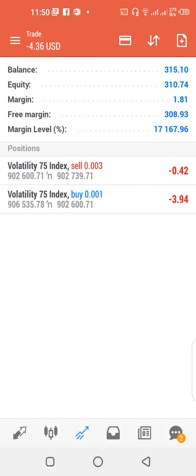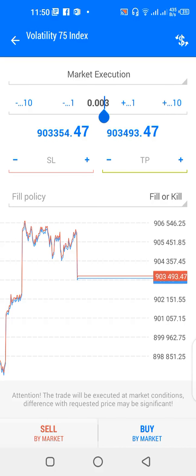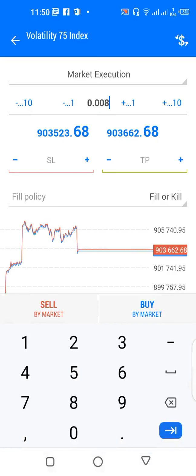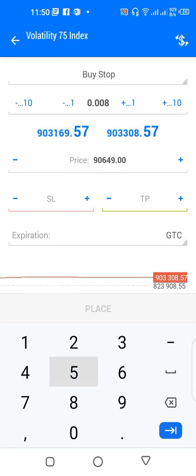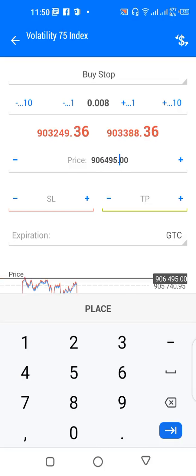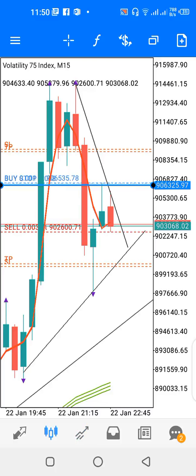Okay, it gets triggered, so I'll go for the buy stop. I'll be placing my buy stop at 906,495.78, and the lot size will be 0.008 this time around. Placing the buy stop at 906,495.78. Okay, that's my buy stop. Looking at the screen, that is where it is.